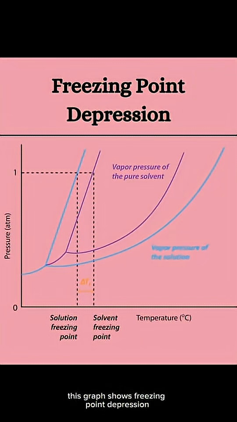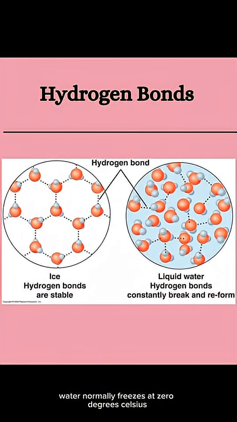Here is some background information before we start the experiment. This graph shows freezing point depression. The solution freezes at a lower temperature than pure water, and the difference between those temperatures is called the freezing point depression. Water normally freezes at 0 degrees Celsius because hydrogen bonds hold the molecules together in a solid structure. When salt is added, it breaks into ions that disrupt those hydrogen bonds, making it harder for water to form ice. This lowers the freezing point.